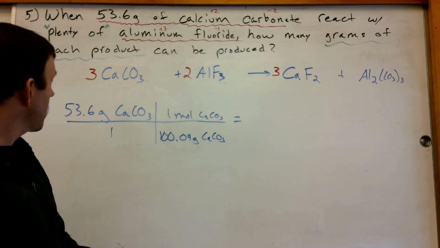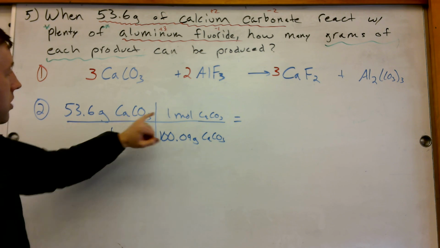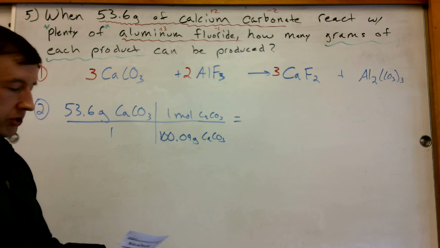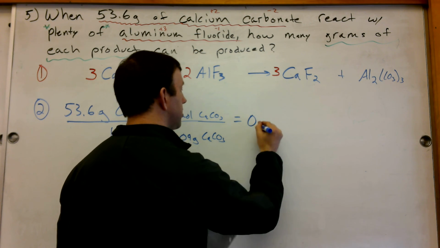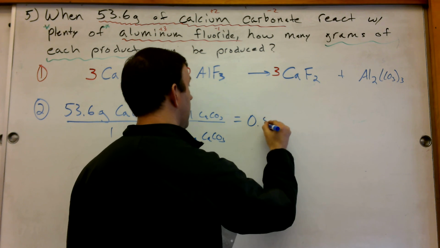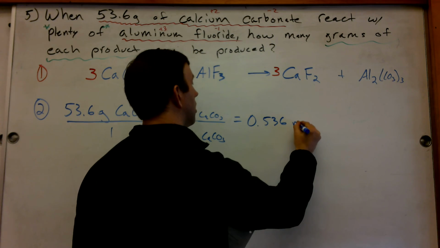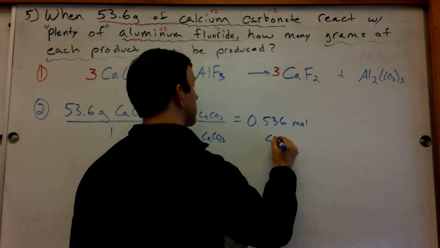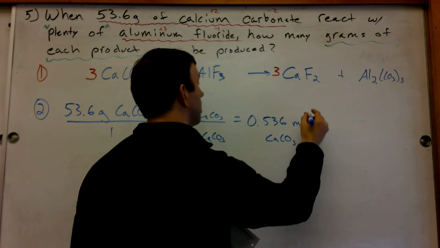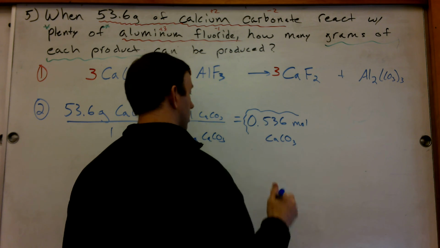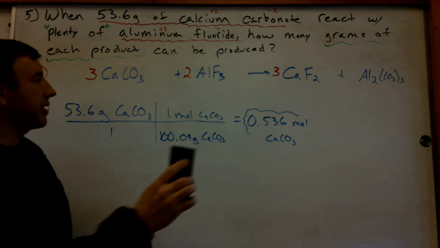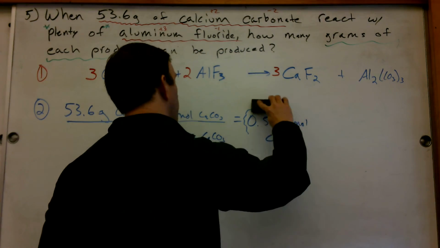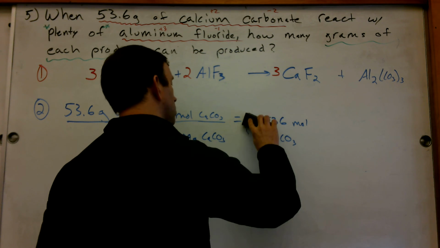So when I do this calculation, right, 53.6 times 1 divided by 100.09, I should get, rounding to 3 sig figs, 0.536 moles calcium carbonate. Okay, I'm actually not going to highlight that because that's not our answer, right? That is just the number I'm going to use, right?